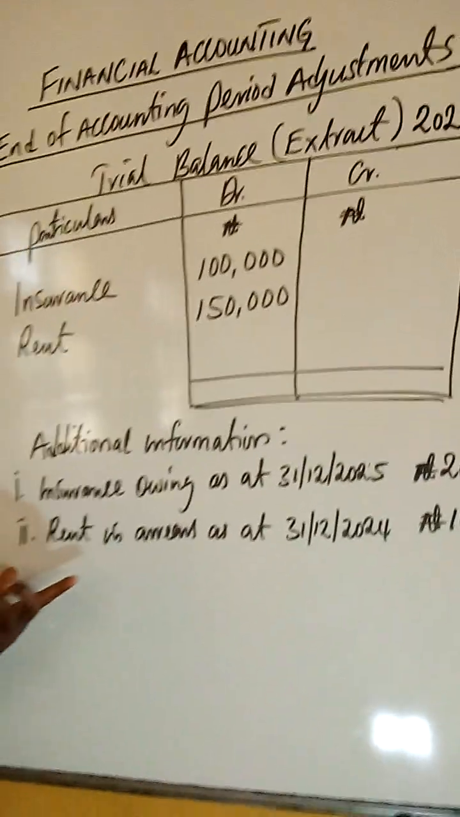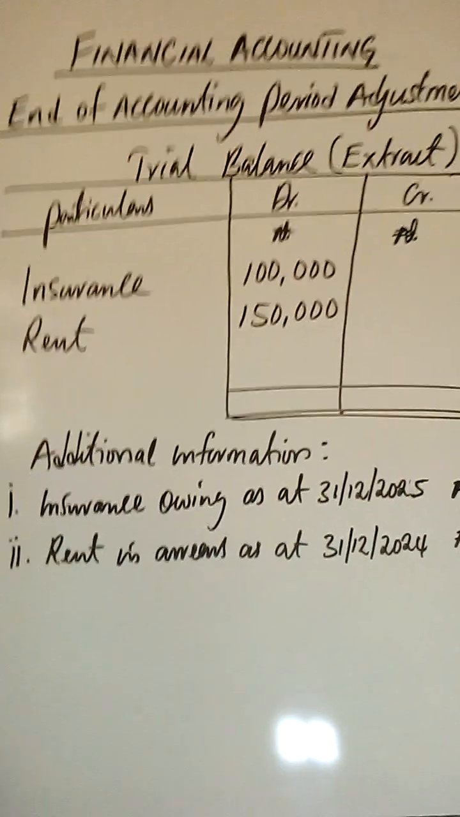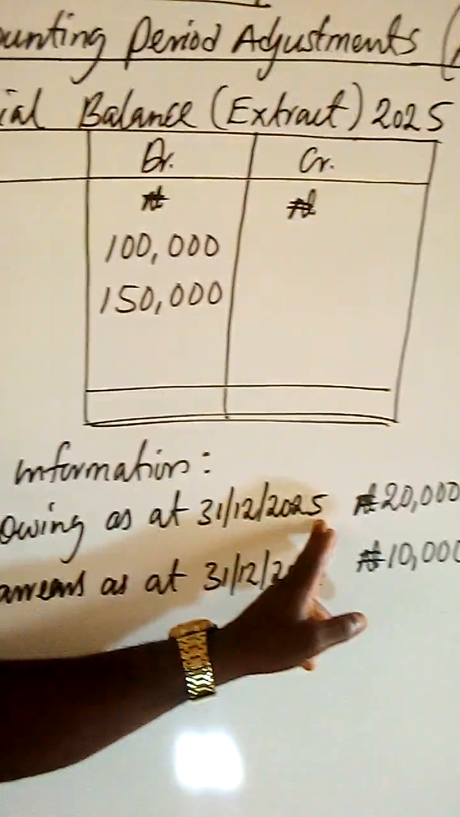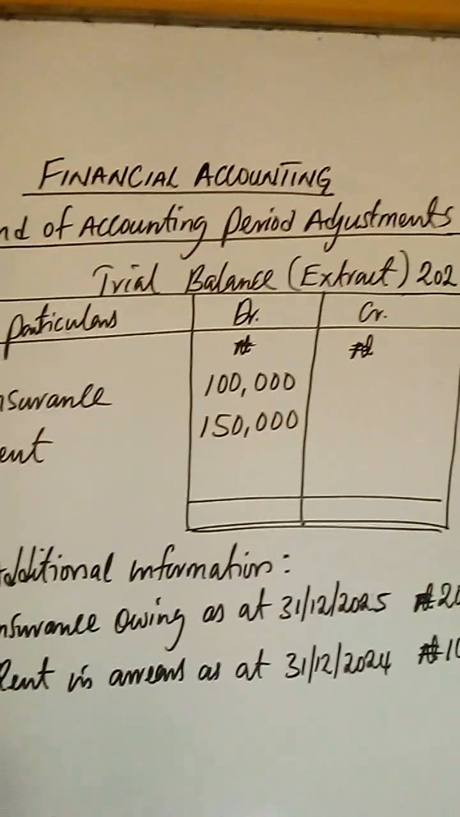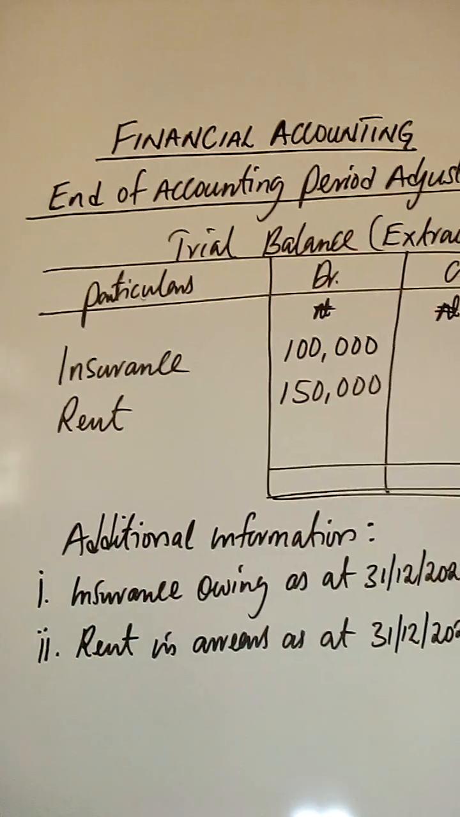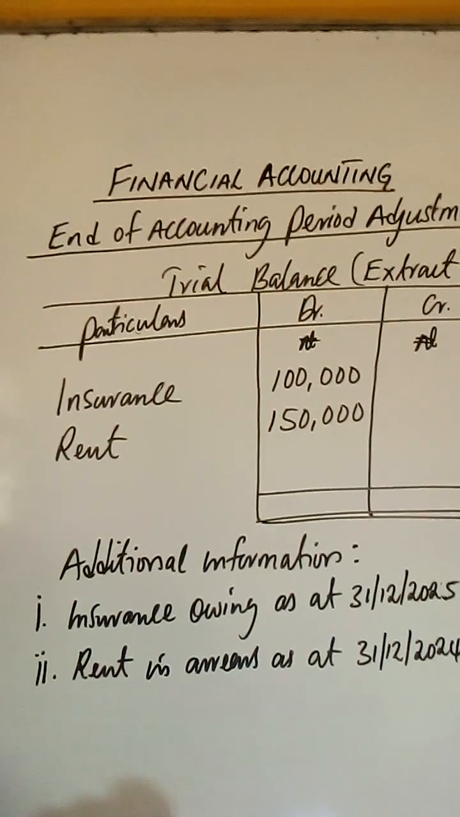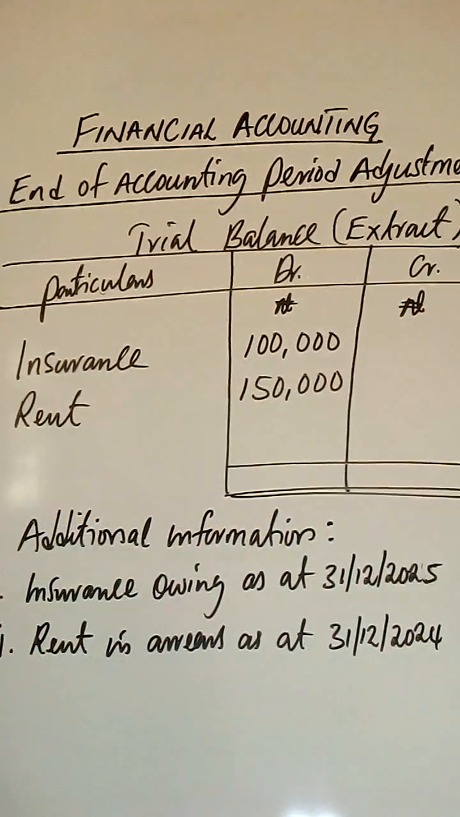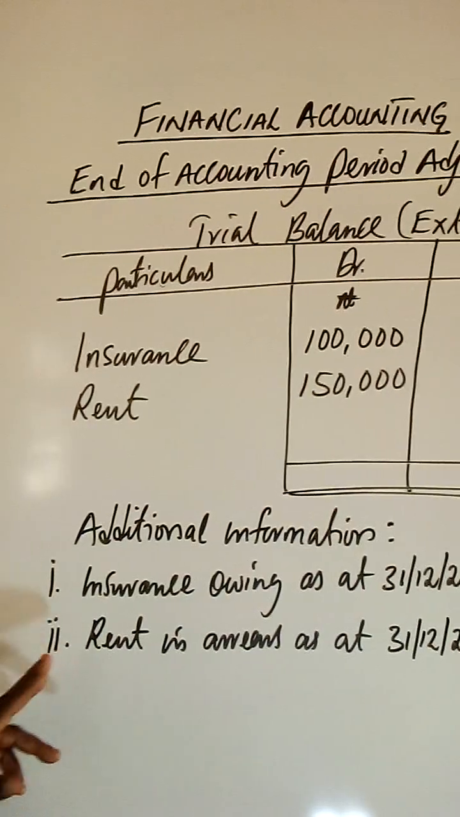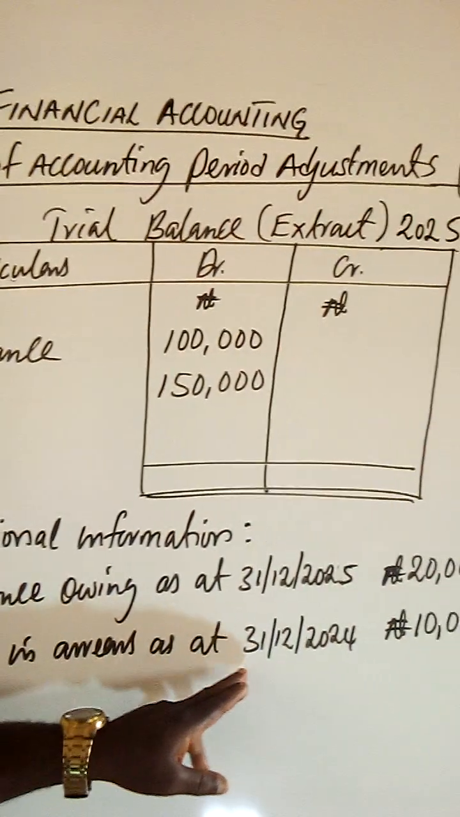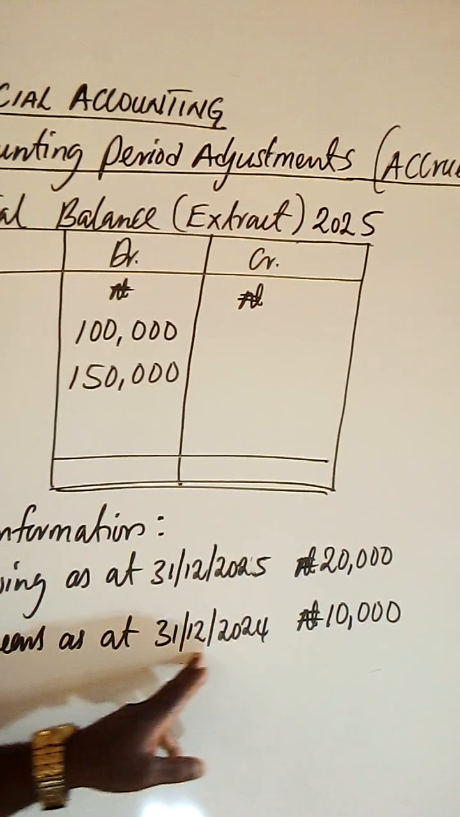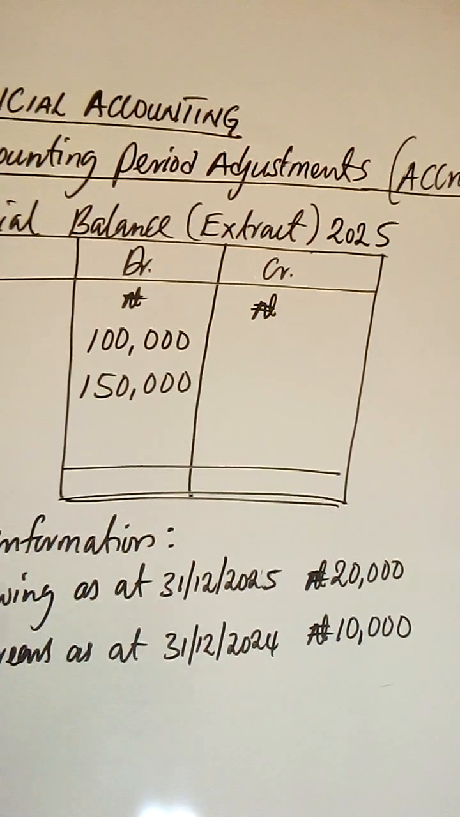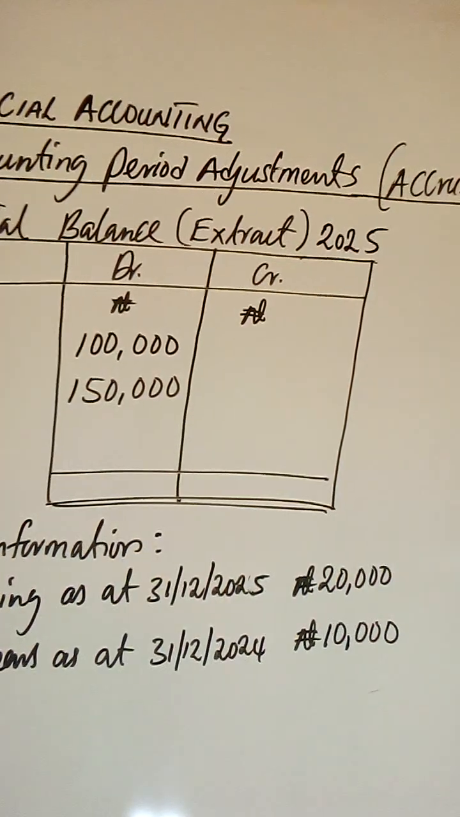In the previous class too, I told you that we have two forms of accruals. That is accrual of the current year, which is 2025. Having finished that one, we are now looking at accrual of the previous year, whereby the business did not pay an item from the previous year, which was brought forward in the current year. So now, rent in arrears as at 31st of 2024 means that at the end of 2024, rent was still not paid, which will be taken forward in the current year, which is 2025.